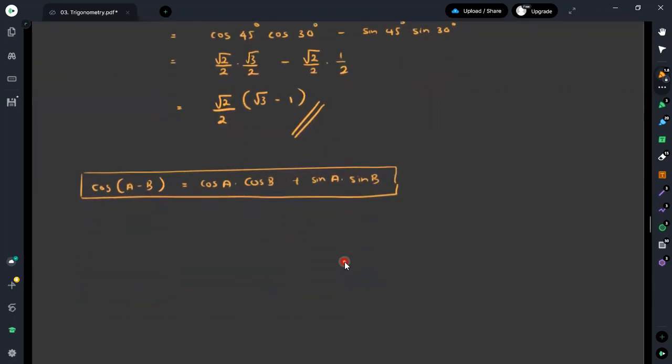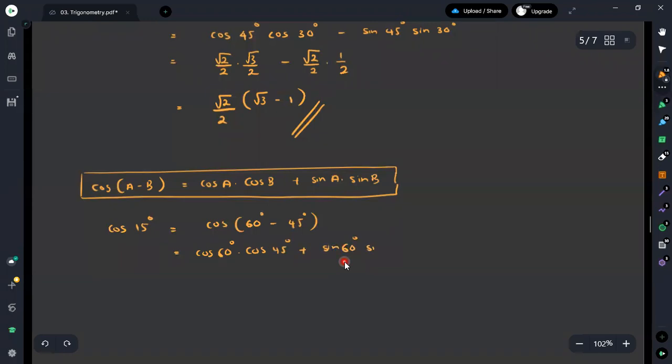Therefore, here again I will take an example. It is the value of cosine 15 degrees. 15 degrees we can take in the cosine A minus B form. Here we can take this as cosine (60 degrees minus 45 degrees). Then we can write it in this way: cosine 60 into cosine 45 plus sine 60 into sine 45.